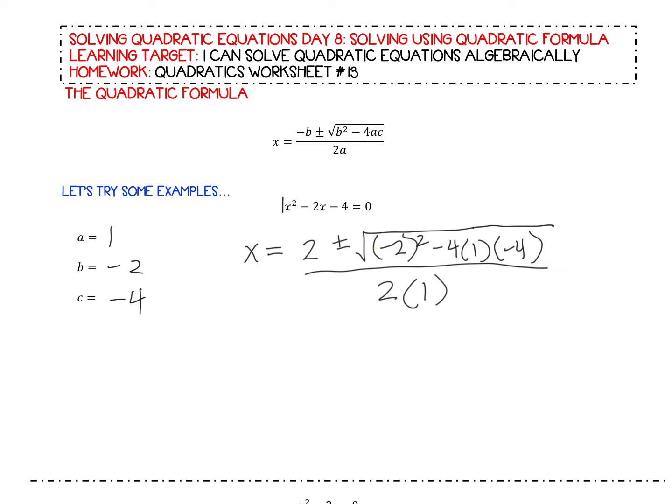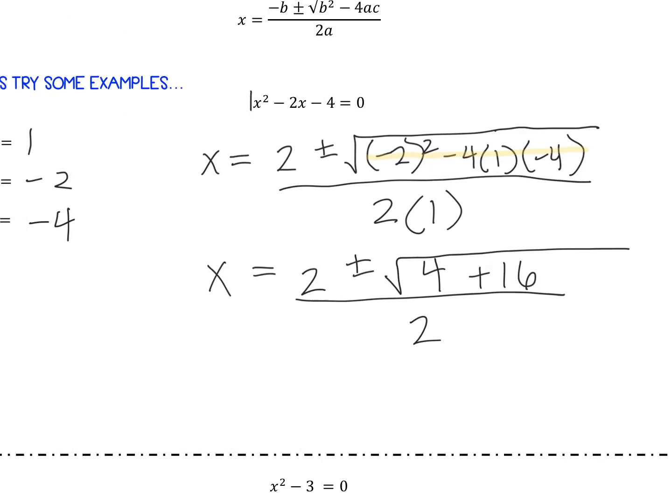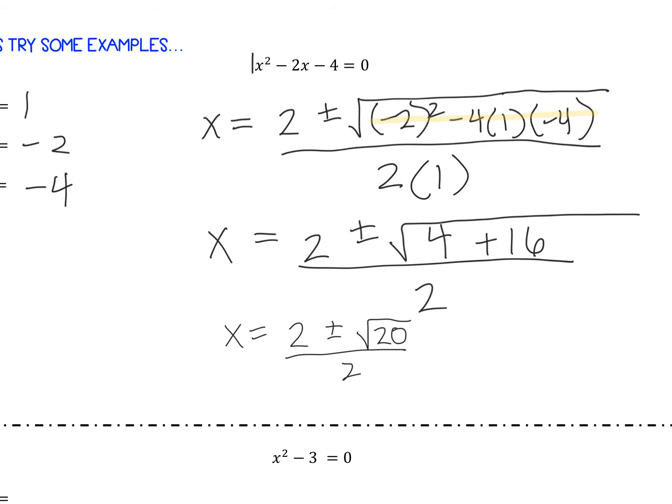And now let's simplify inside the radicand first. So starting with parentheses, negative 2 squared is positive 4. And then negative 4 times 1 is negative 4, times negative 4 is positive 16. And this is all over 2 times 1, or 2. Simplify the radicand all the way, and 4 plus 16 gives me 20. So now I have x equals 2 plus or minus radical 20 all over 2.